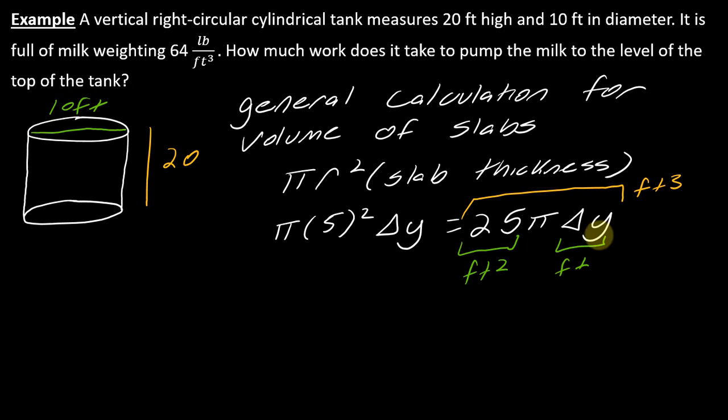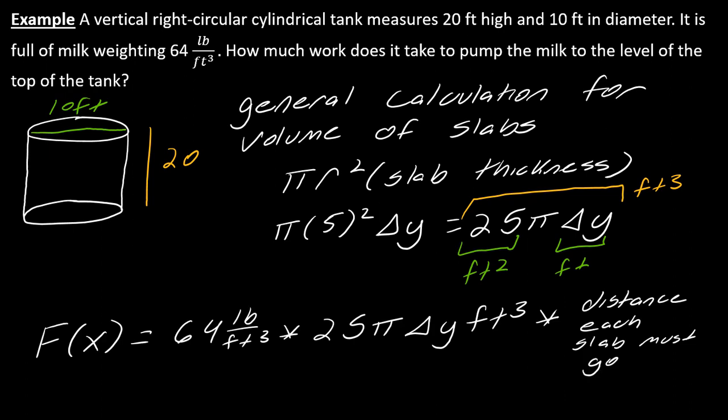All right, so why does that matter? That matters because I need to now weigh that against this 64 pounds per foot cubed. Remember what we're trying to do here. We want a function in terms of the force unit pound. So now I'm going to show you how to set this up. All right, so the general way to set this up is I'm going to have this volume density times whatever my volume is. And notice I just left this delta y here for right now. The thing about pump problems is you have to take account of how far or how much work each slab has to go.